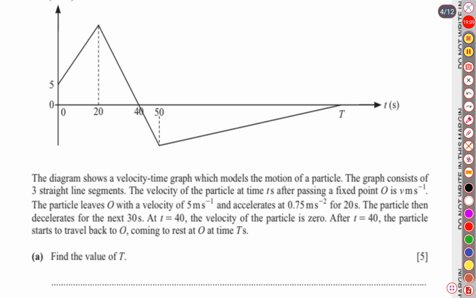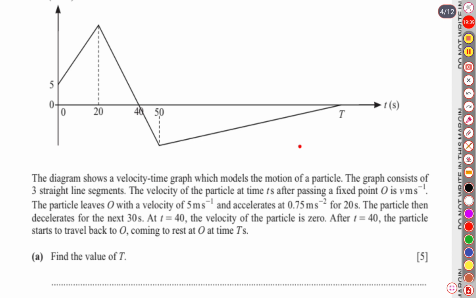The particle leaves O with a velocity of 5 meter per second and accelerates at 0.75 meter per second square for 20 seconds. The particle then decelerates for the next 30 seconds. At t equal to 40, the velocity of the particle is 0. After t equal to 40, the particle starts to travel back to O, coming to rest at O at time t seconds. So the concept is actually simple.